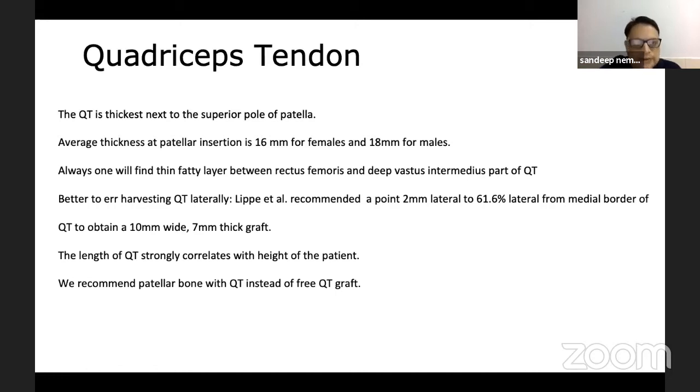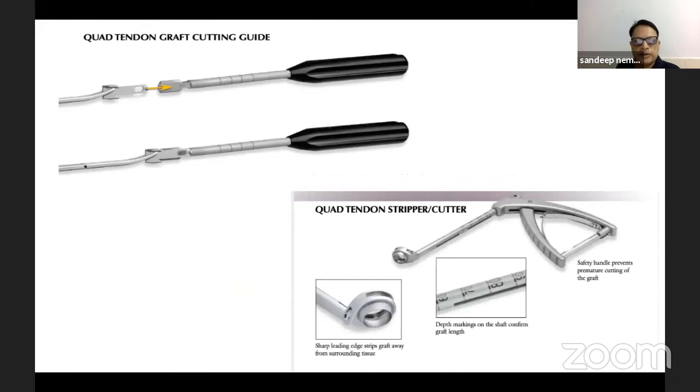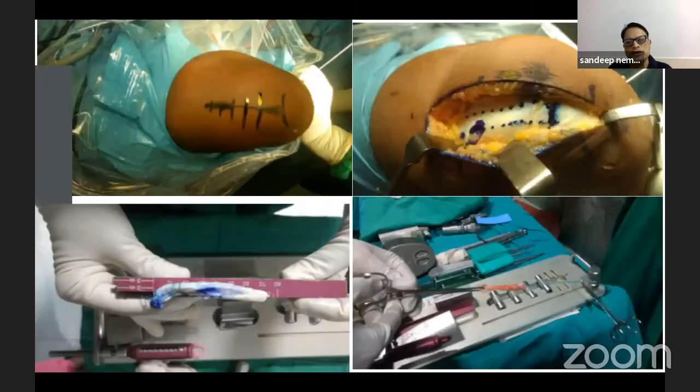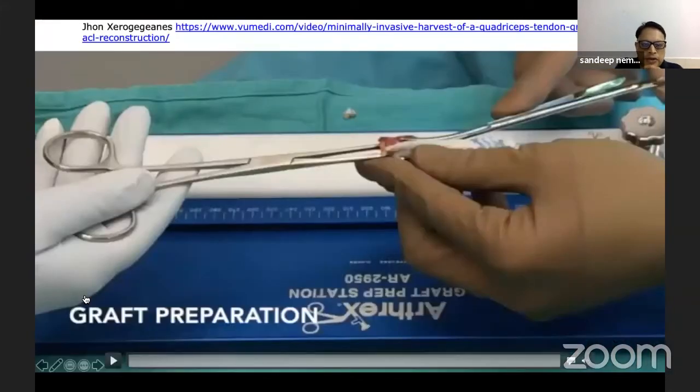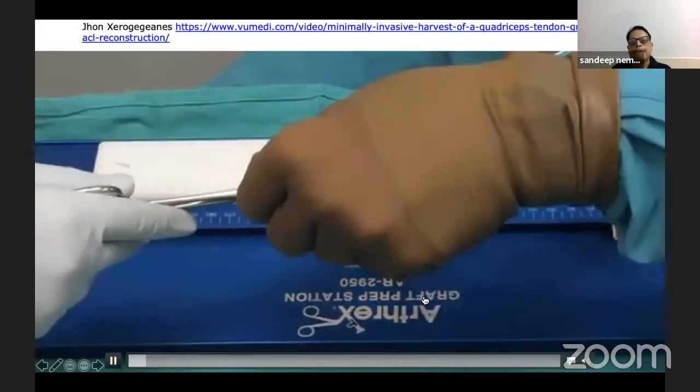So this is basically the commercial device. We do not have the commercial device, so our way is the traditional way of giving an incision directly over the suprapatellar region, marking the tendon and harvesting it. It can be a little bit tricky to mount the device, so that's why I have inserted a video on how to mount a tightrope device with the quadriceps tendon. This is not my video. Let's see how the graft is prepared.